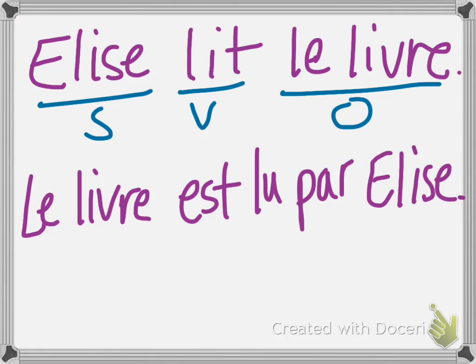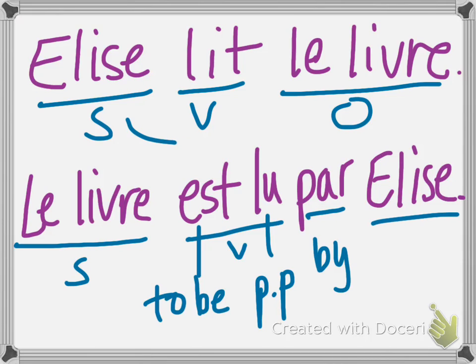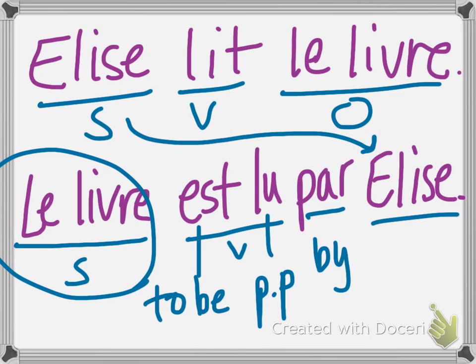Similarly in French, to put in the passive voice, we have le livre est lu par Elise. So le livre is the subject, est lu is the verb, but we've got the verb to be, and we've got the past participle. And then we have by, par, and then what used to be the subject is now there. So again, the subject of the sentence, le livre, is doing nothing in this sentence, which makes it passive voice.